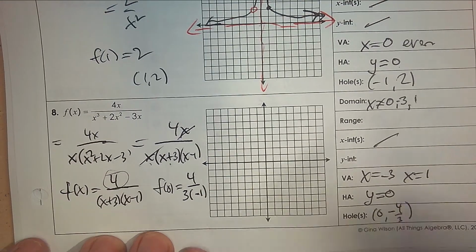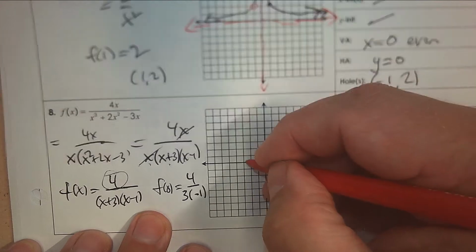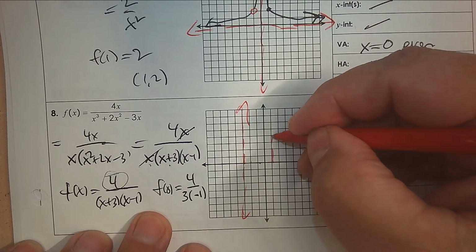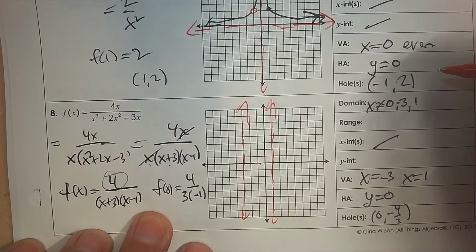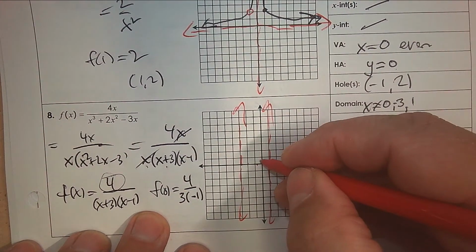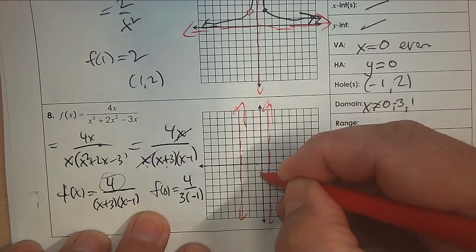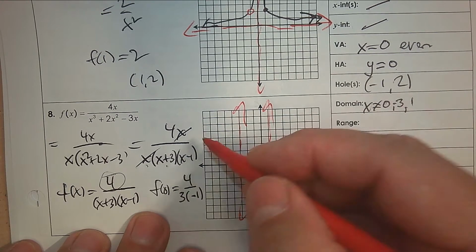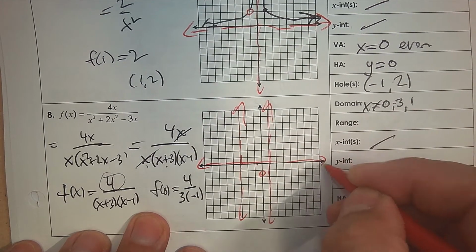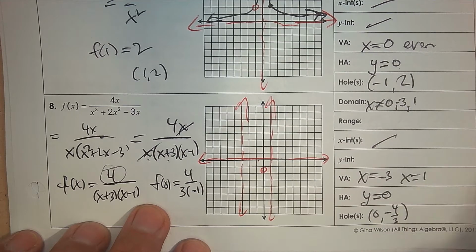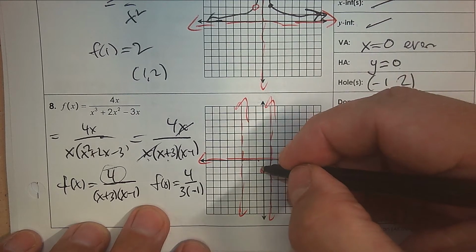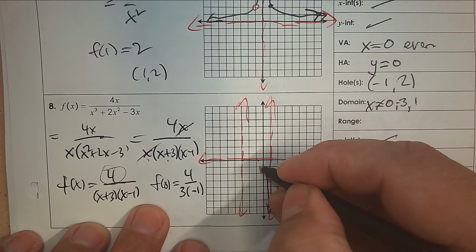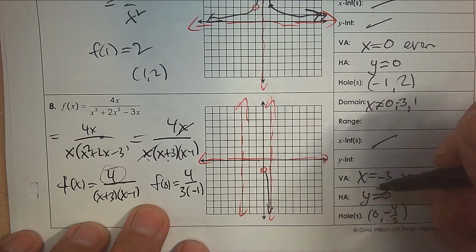So we're going to find -3. We're going to find +1. I'm going to find the hole, and the hole is at 0 and negative 4/3, so it's somewhere around here is the hole. And when we have a horizontal at 0. So right now all I know is what's in the middle. I know there's no x-intercept, so it's not going to go up from this hole, so it is going to go down.